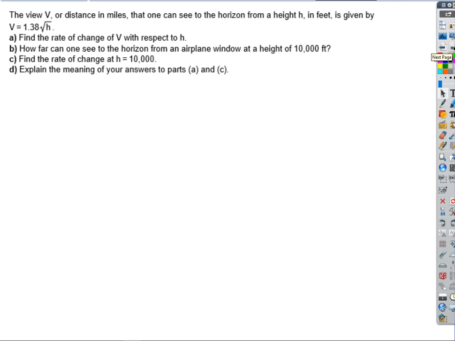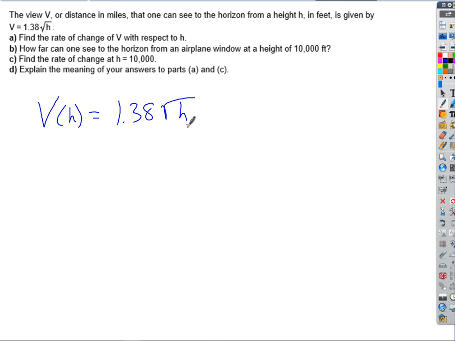So what about something like this? This is just some crazy function. The view v, or distance in miles, that one can see to the horizon from a height h in feet is given by this function. So here it is: view as a function of height equals 1.38 times the square root of h, right?